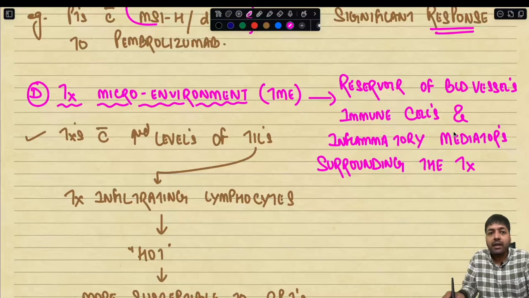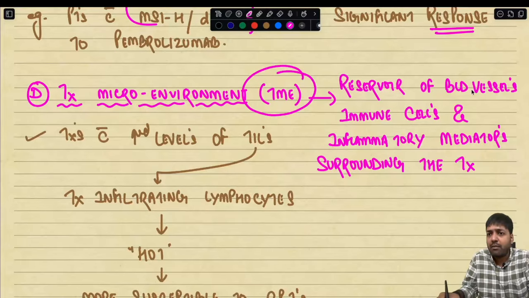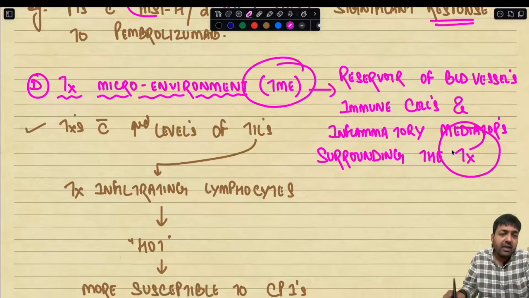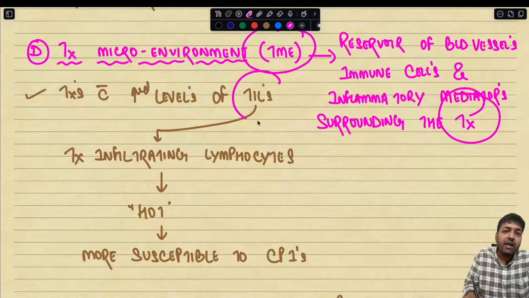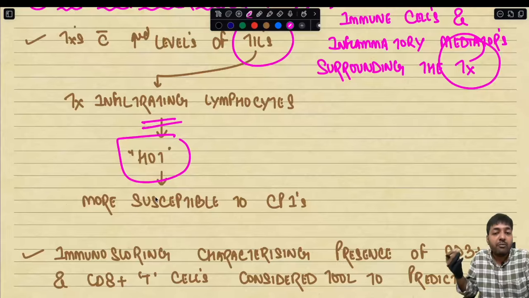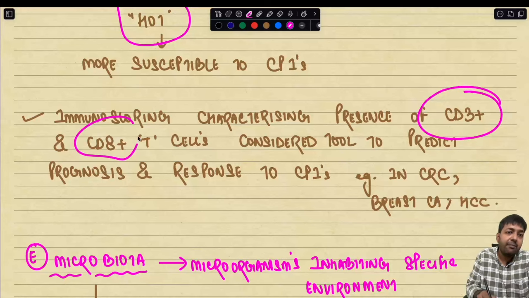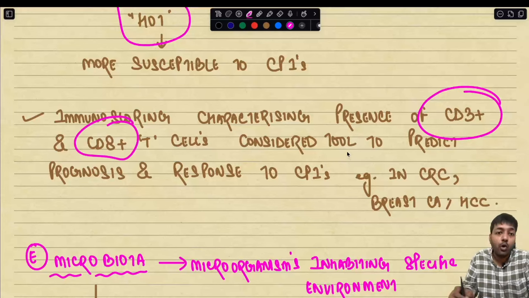Okay. Now number D, the fourth important biomarker predictive of response to checkpoint inhibitor therapy is the TME, that is the tumor microenvironment. It is a reservoir of blood vessels, immune cells and inflammatory mediators surrounding the tumor. Tumors with increased levels of tumor infiltrating lymphocytes are considered to be hot and are more susceptible to treatment with checkpoint inhibitor therapy. Immunoscoring, characterizing the presence of CD3 plus and CD8 plus T cells, is considered a tool to predict prognosis and response to checkpoint inhibitors. Example in colorectal carcinoma, breast carcinoma and hepatocellular carcinoma.